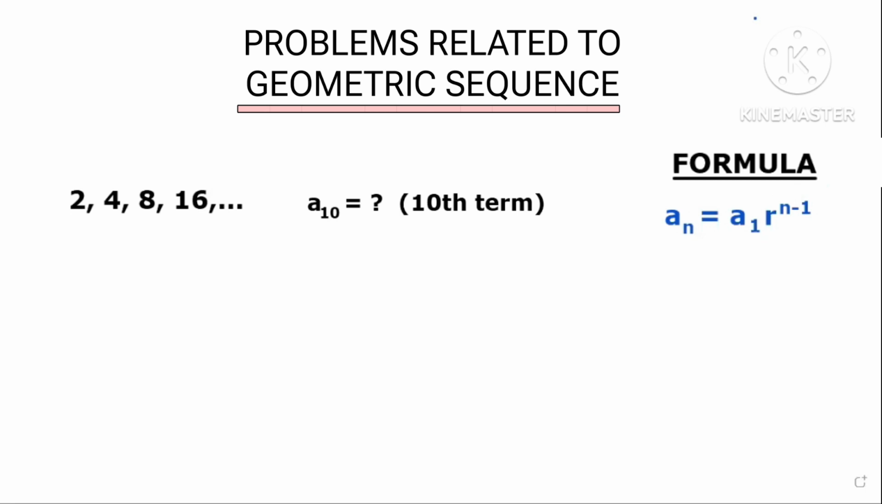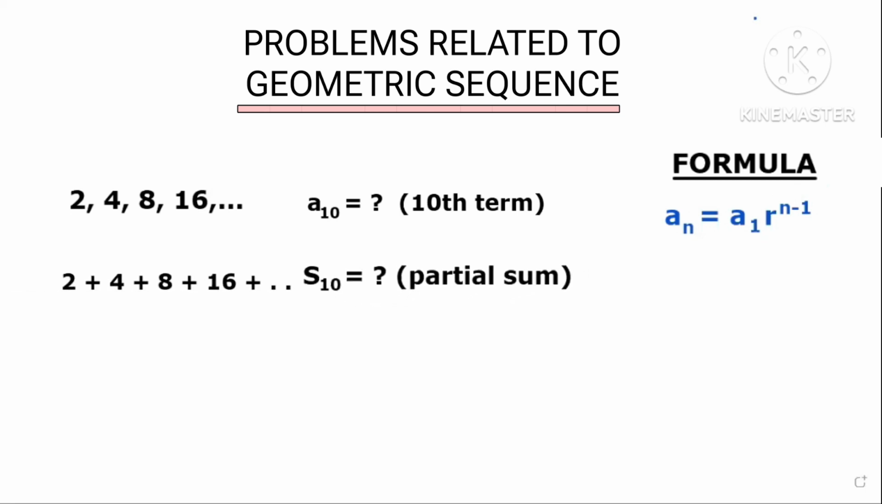Another problem to consider is finding the partial sum. So supposing, again, we are given the geometric sequence 2, 4, 8, 16, and we're asked to find the sum of the first 10 terms, no? So we have 2 plus 4 plus 8 plus 16 up to the 10th term. What is the corresponding formula? The corresponding formula is S sub n is equal to a sub 1 times 1 minus r to the n over 1 minus r.